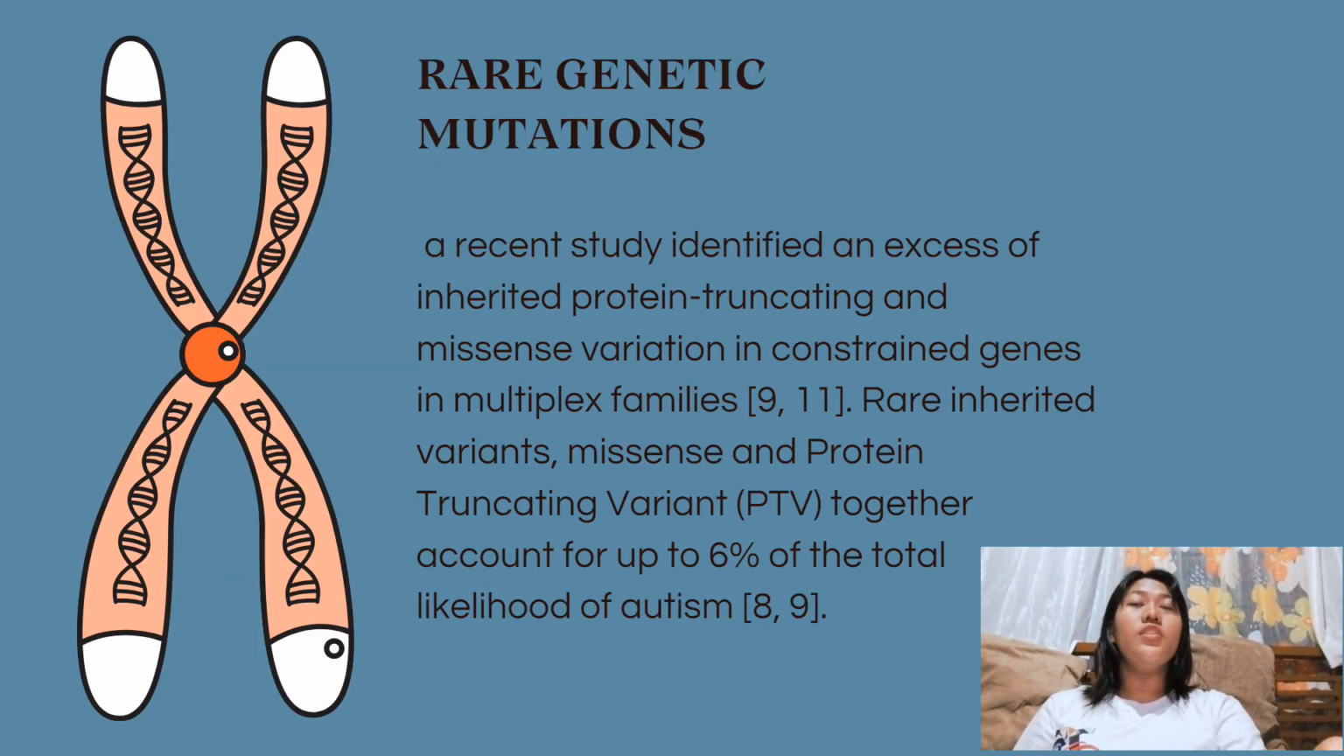Next is rare genetic mutations. A recent study identified an excess of inherited protein truncating and missense variation in constrained genes in multiplex families. Rare inherited variants, missense and protein truncating variants, or PTVs, together account for up to 6% of the total likelihood of autism.